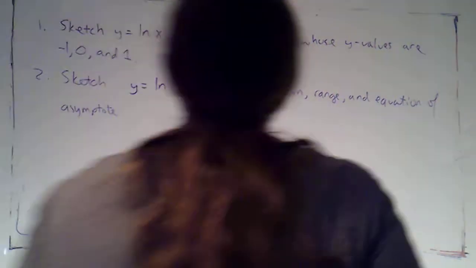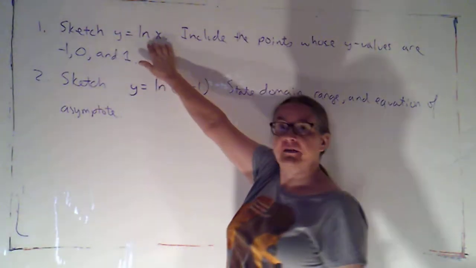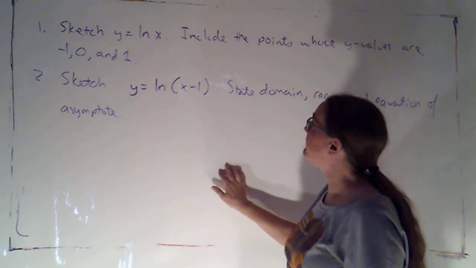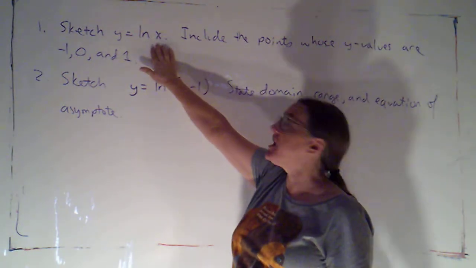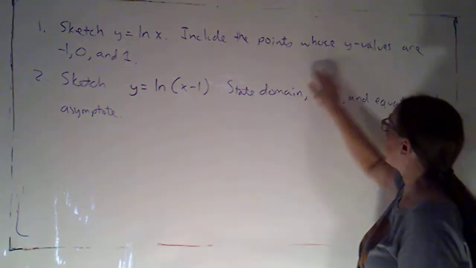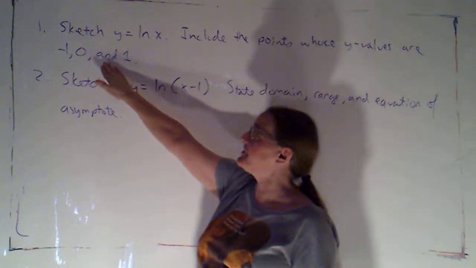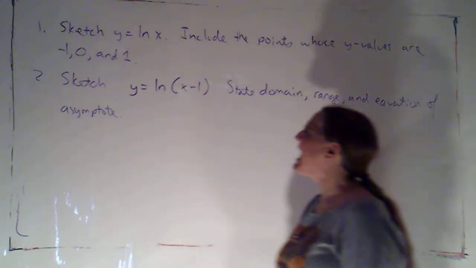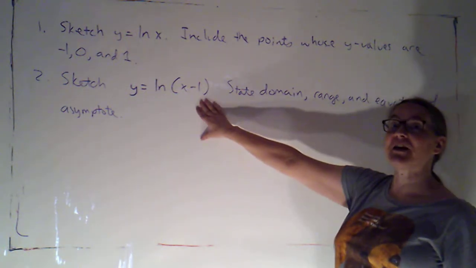All right, so I've got a problem up here. As I mentioned, the log graph that we'll be working with the most often is the natural log function. So we're going to start out graphing that, and I asked you to include the points whose y values are -1, 0, and 1. Okay. And then we're going to start working with transformations of that.